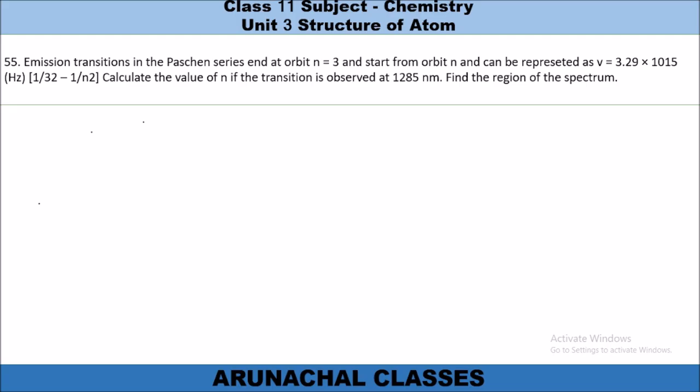Let's move to question number 55. Here the question number 55 is that emission transition in the Paschen series ends at an orbit of n equal to 3 and starts from the orbit n, which can be represented as given here, that is nu equal to 3.29 multiplied with 10 power 15 hertz in bracket 1 upon 3 square minus 1 upon n square. Calculate the value of n.